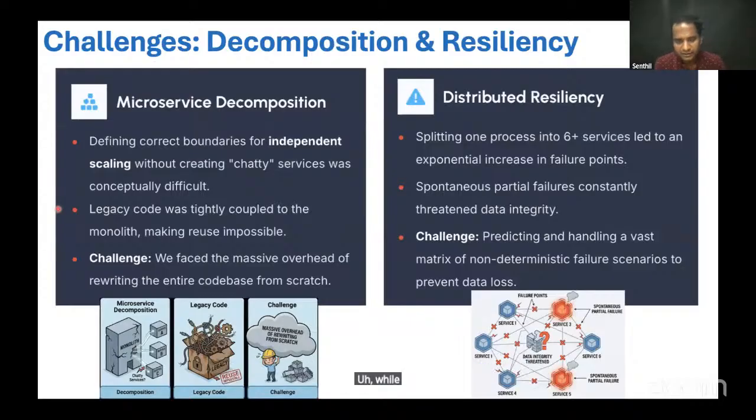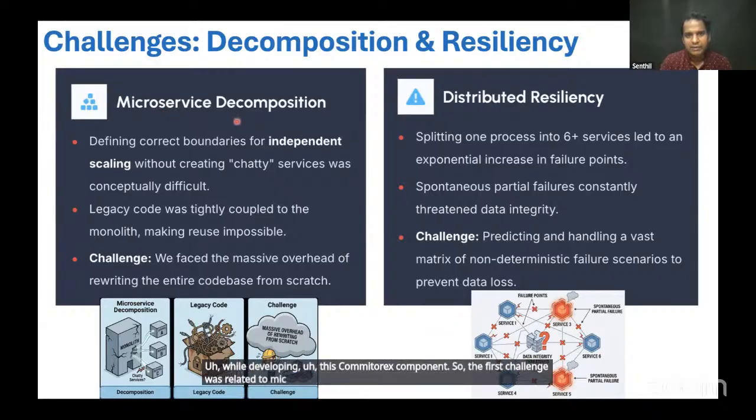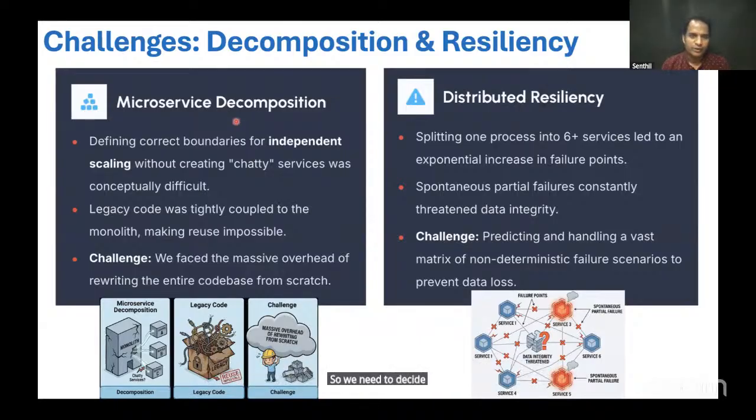I will cover some of the key challenges that we faced while developing this committer X component. So the first challenge was related to microservice decomposition. So now we have the monolithic Fabric peer, so we need to decide how we are going to split it into small services such that they are not becoming a chatty service, but they are interacting only for necessary things. And for that, we really couldn't use many of the legacy code that is there in the Fabric repository because that code was very tightly coupled to the monolithic architecture. So we had to write the committer from scratch. So this was quite a challenging task.